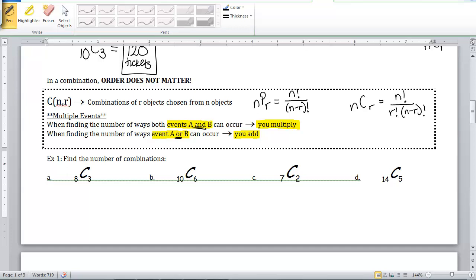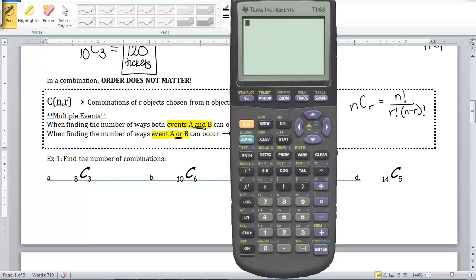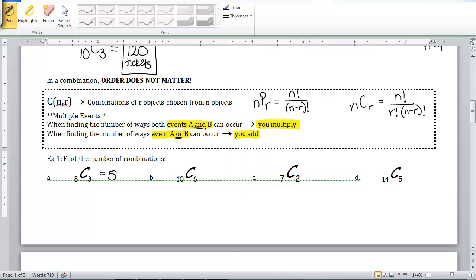So again here, in A, I would just do 8, the math button, scroll over to probability, and the third one is nCr, 3, and that gives me my answer. Now by hand, what that means we're doing is 8 factorial divided by 3 factorial times 8 minus 3 factorial. That would be 8 factorial over 3 factorial, and 8 minus 3 is 5 factorial.